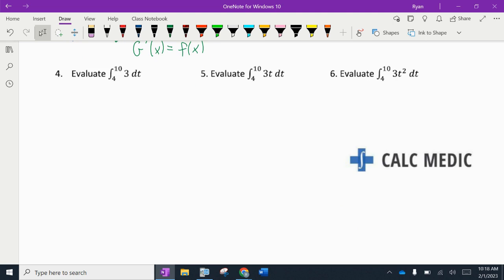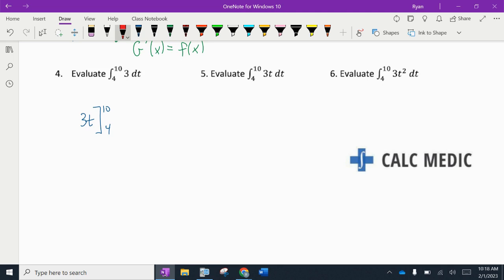Four, 5, and 6. So for these, we could graph them and do the geometry area, but we're going to go a step up and look at them from the antiderivative standpoint. What is the antiderivative of 3 with respect to t? In other words, the derivative of what is 3? 3t. That's why the t is in here. So the antiderivative, the integral of this, is 3t. We want to evaluate it from 4 to 10.